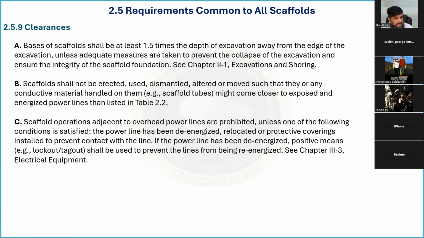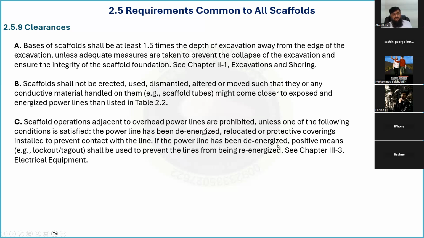Scaffold operation adjacent to overhead power lines is prohibited. Near the power lines, it is prohibited unless one of the following conditions is satisfied. What is required? The power line has been de-energized, relocated, or protective covering installed to prevent contact with the lines. So normally in local construction, in housing and so on, you must have seen the covered insulation on 11,000 volt lines running front and back through the streets. The small ones are 440 volts roughly, and the 11,000 volt ones we consider more dangerous, definitely they are more dangerous. So covering sheeting is put over them. Still risky. That can be done if it is de-energized.